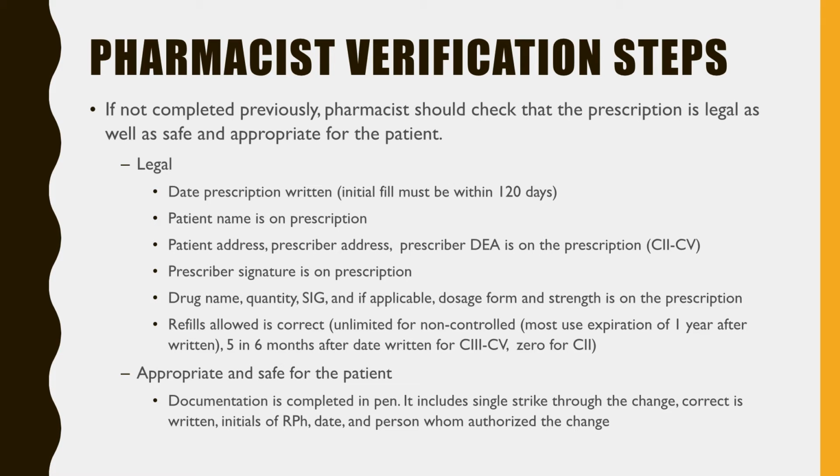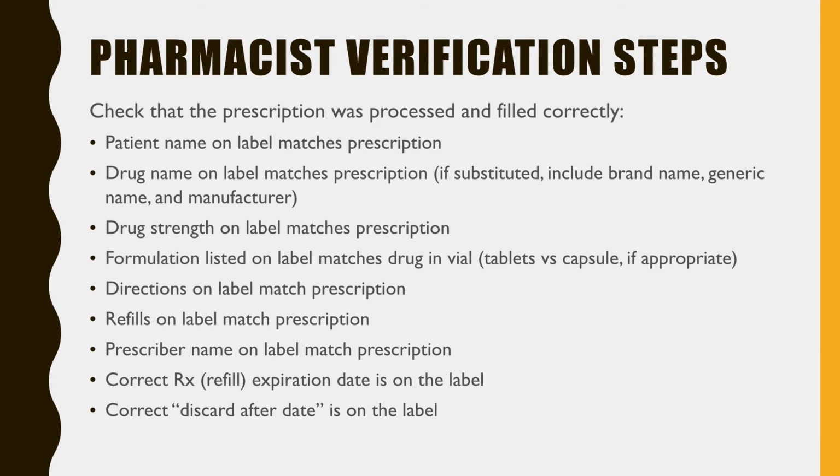The first step for pharmacist verification is to check that the prescription is legal, as well as safe and appropriate for the patient. This could have been potentially done earlier in the workflow process. Here are the steps again on how to check for legality and safety. Next, the pharmacist should check that the prescription was processed and filled correctly. This includes checking that everything on the prescription label was correctly transcribed from the hard copy prescription.